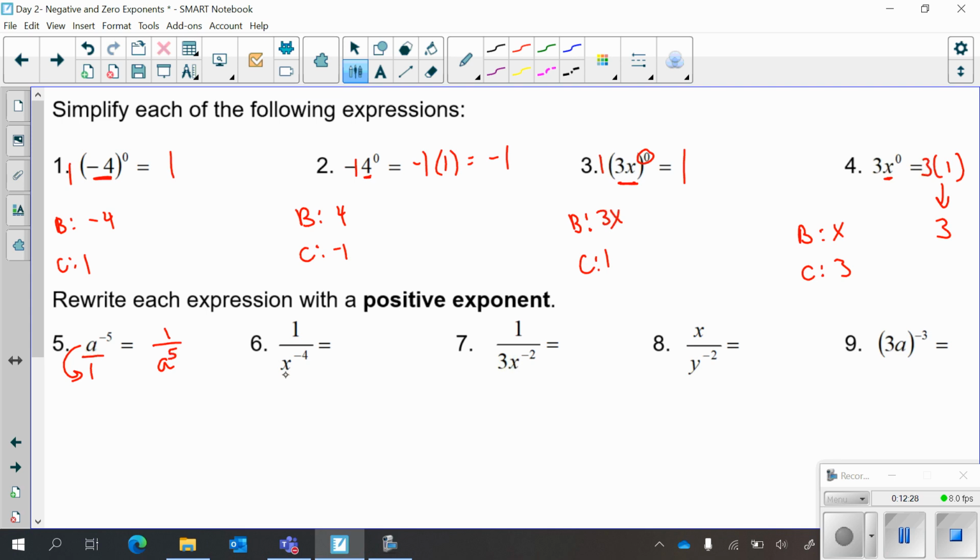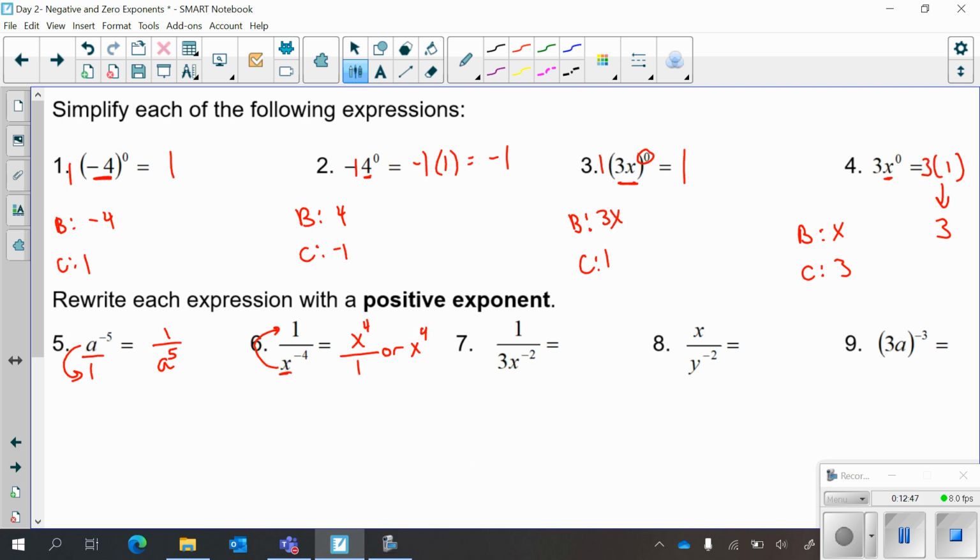Right now, we have a negative exponent in the denominator, so you are going to bring it to the numerator. We have x to the positive 4 over 1. Or you could just write x to the 4th.